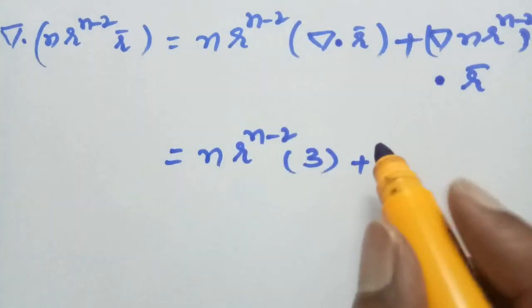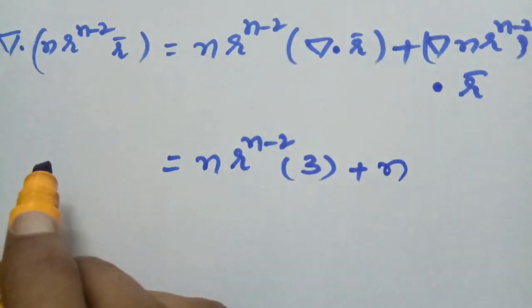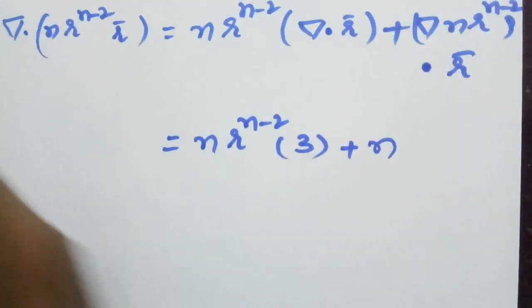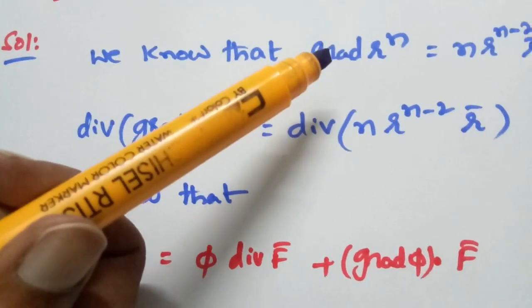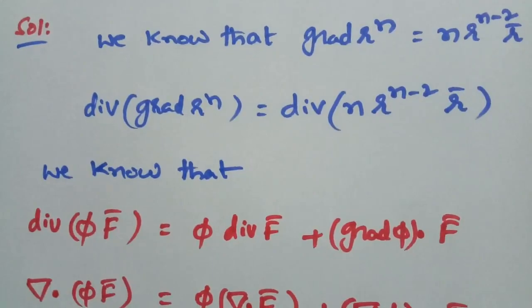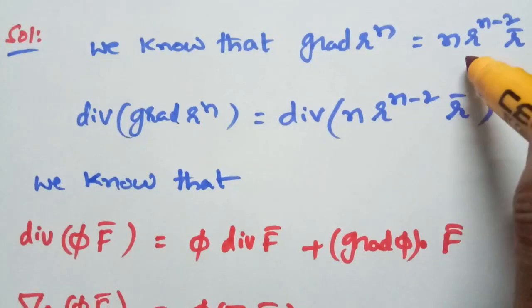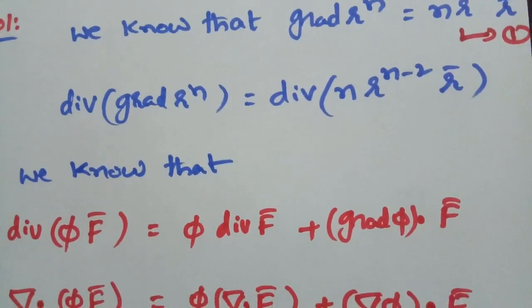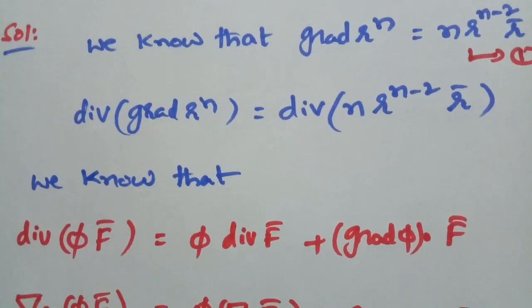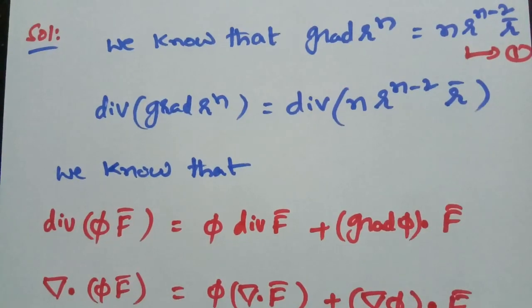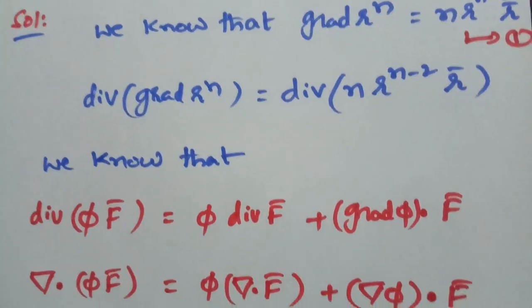We can write del of r power n minus 2. See here, grad r power n is equal to n into r to the power of n minus 2 into r bar. Say this is equation number 1. So by using equation number 1 we can easily write del of r power n minus 2. Put n equal to n minus 2 in equation 1, we get the answer.